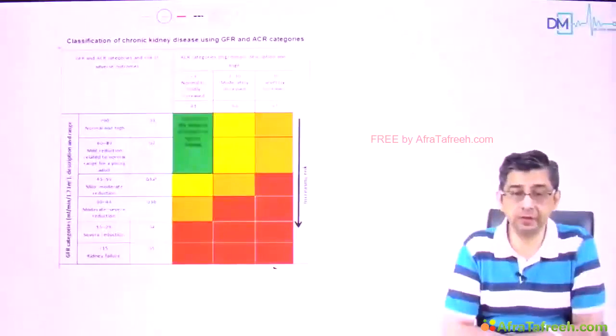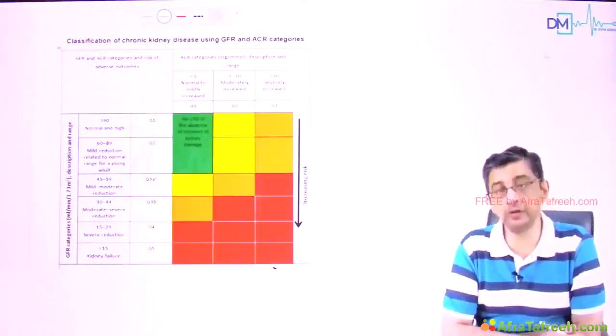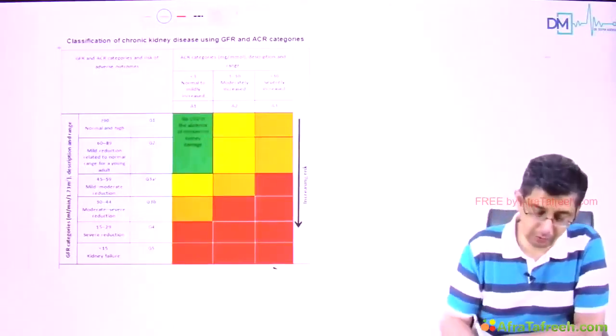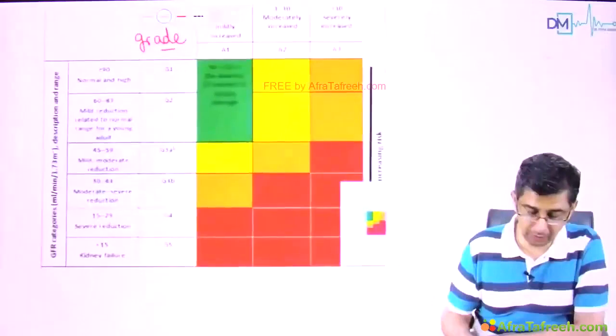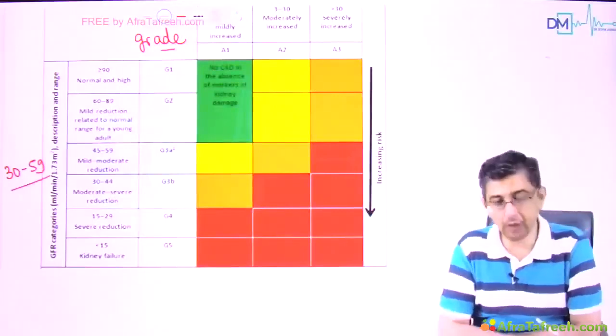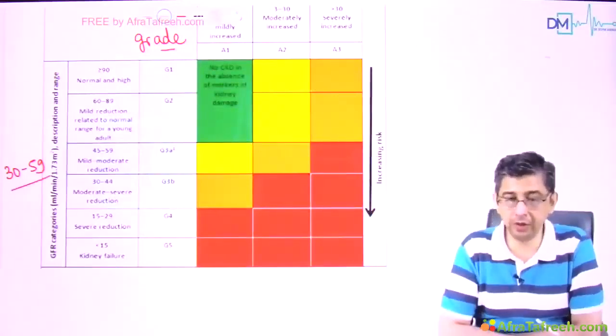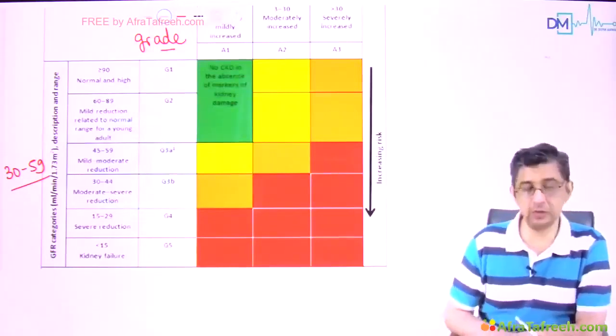Coming to the next slide, we will talk about classification of chronic kidney disease using glomerular filtration rate and ACR, that is albumin creatinine ratio. First and foremost, I want you to remember that instead of using the word stage, it uses the word grade. Earlier, for stage 3 they were using a cutoff of 30 to 59 ml. But now, instead of this cutoff of 30 to 59 ml, they've subdivided it using a 15 cutoff value. So let's try to remember it.